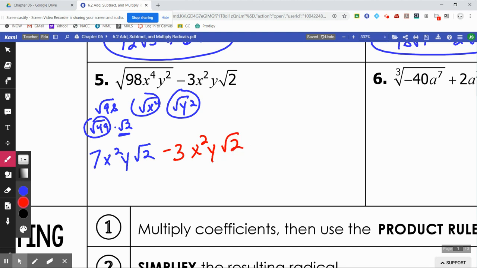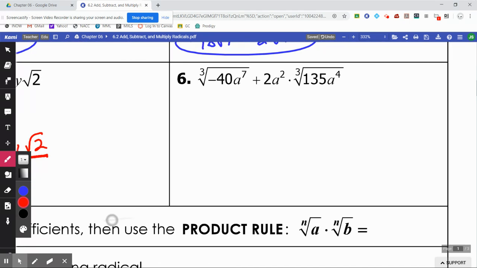Okay, now all of your variables and all of your radicals must be the same to be able to combine them. Look at your coefficients. If everything else is the same, then you can combine coefficients. x squared y root 2, x squared y root 2. So therefore, 7 minus 3 gives you 4 x squared y root 2's. Nothing else changes except for the coefficients.